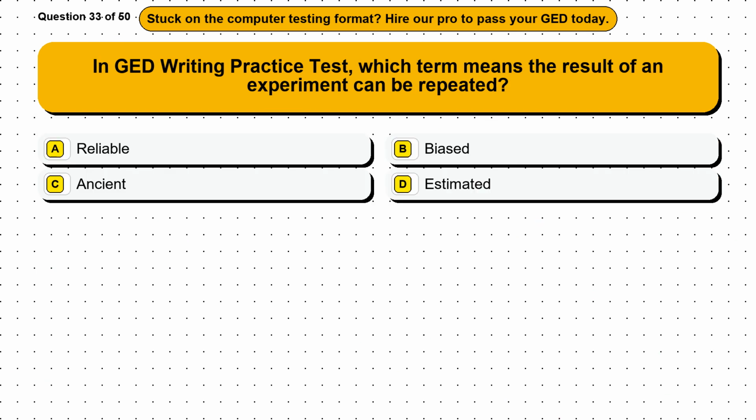Question 33. In GED Writing Practice Test, which term means the result of an experiment can be repeated? Option A, reliable. Option B, biased. Option C, ancient. Option D, estimated.